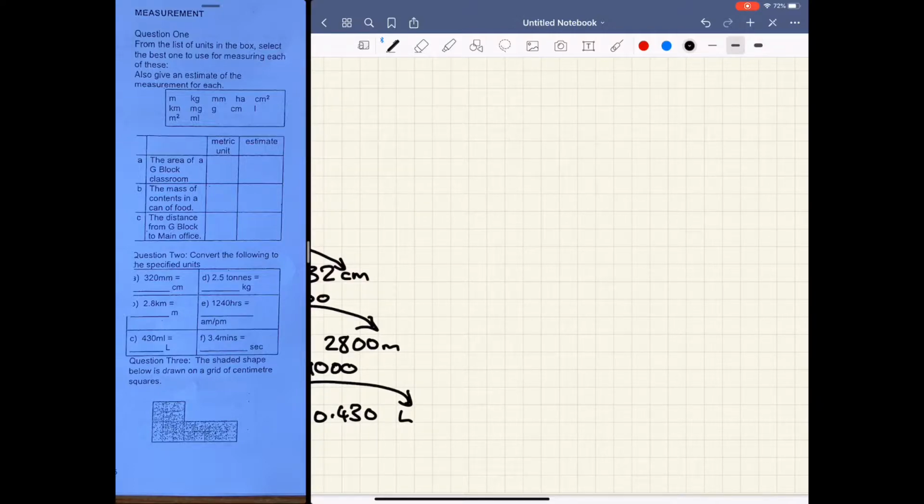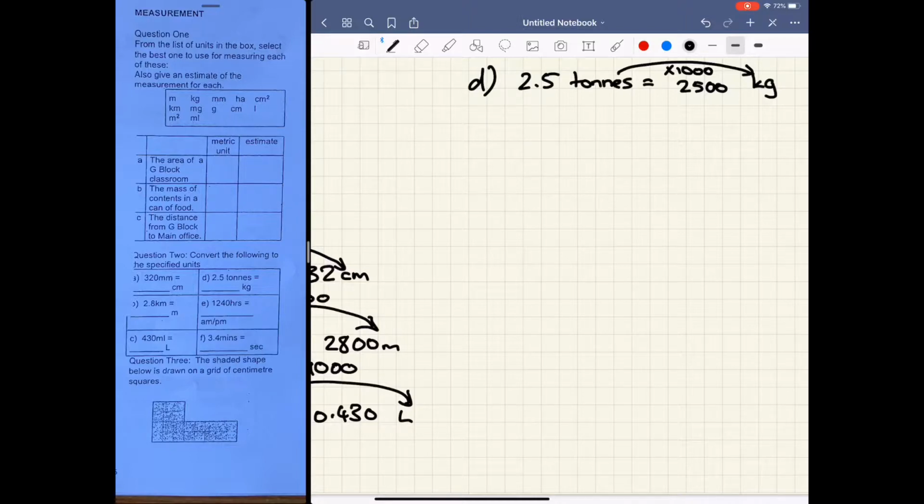D. So you've got 2.5 tons, and you need to convert it into kilograms. So 1,000 kilograms is 1 ton. So tons to kilograms, you have to multiply by 1,000. So you would get 2,500 kilograms.